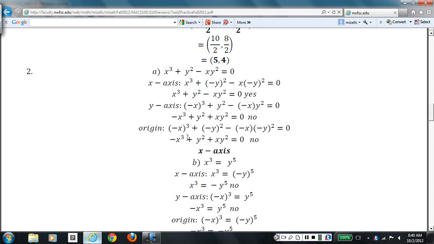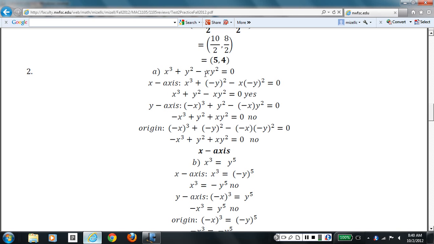And for origin symmetry, you do both at the same time. Substitute negative x for x, negative y for y, simplify, and in this case, it did not give back the original. So we would say that particular equation has a graph with x-axis symmetry, but neither of the other two. So carry out that process. Make sure you can show your work.